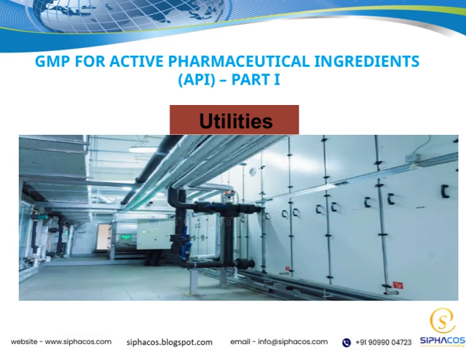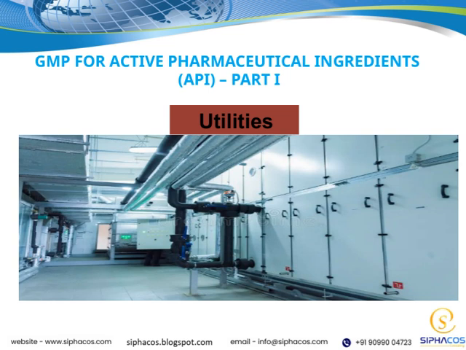When we talk about GMP for APIs, proper management of utilities is critical. It helps prevent contamination, maintains consistent process conditions, and ensures the final product's quality and safety. In this first part, we'll explore the key aspects of utility systems, how they should be designed, maintained, and monitored to align with GMP principles. Overall, utilities might seem like background support, but they're actually fundamental to achieving manufacturing excellence and regulatory compliance in API production.